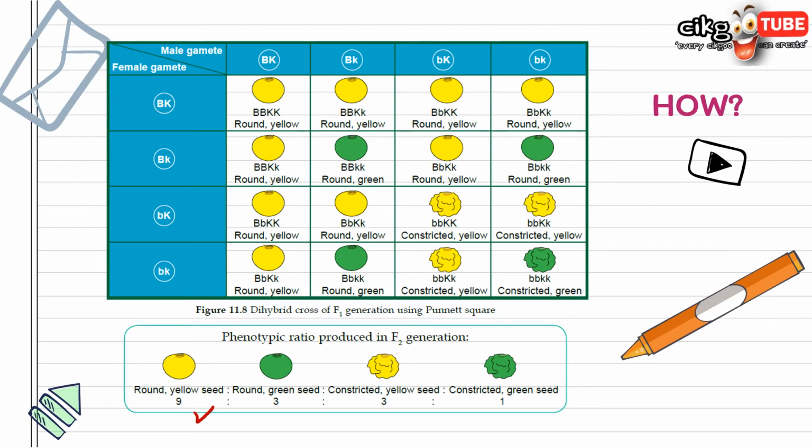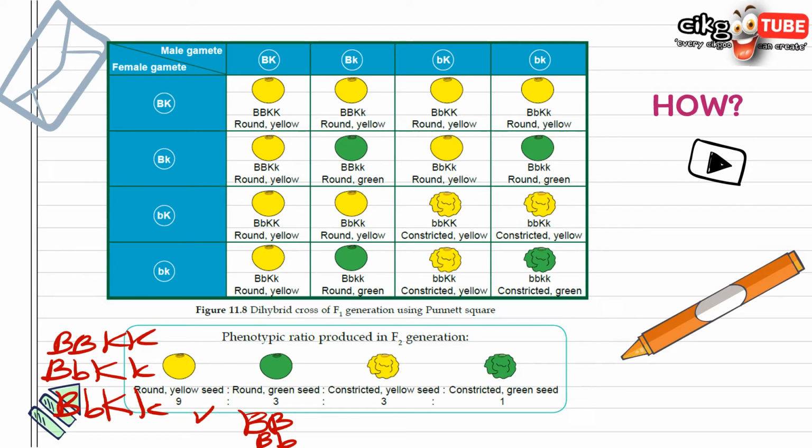9:3:3:1. That means you will get 9 round and yellow seed. It doesn't matter whether it is homozygous dominant or heterozygous. Then we have 3 round and green seed, 3 constricted and yellow seed. Round and green means the round can be homozygous, or the round can be heterozygous. And green seed, since it's recessive, we have both small k.